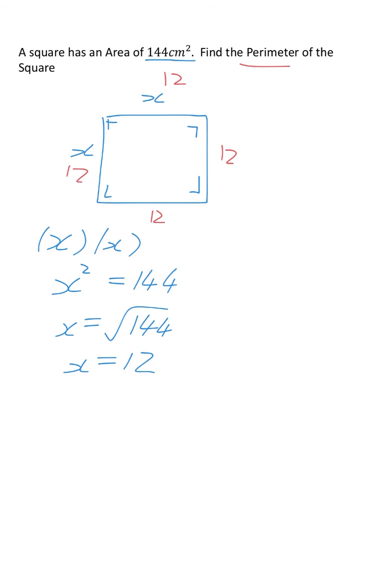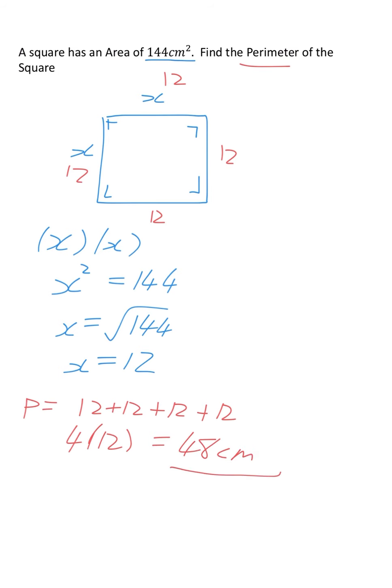And if we want to find the perimeter, that's just going to be 12 plus 12 plus 12 plus 12. And this could also be written as just 4 times 12. And that would equal 48 centimeters. And that is our perimeter. So again, we had the area, it was a square. So then to find the sides, I just found the square root of 144. Because then if you did 12 times 12, that would be 144.